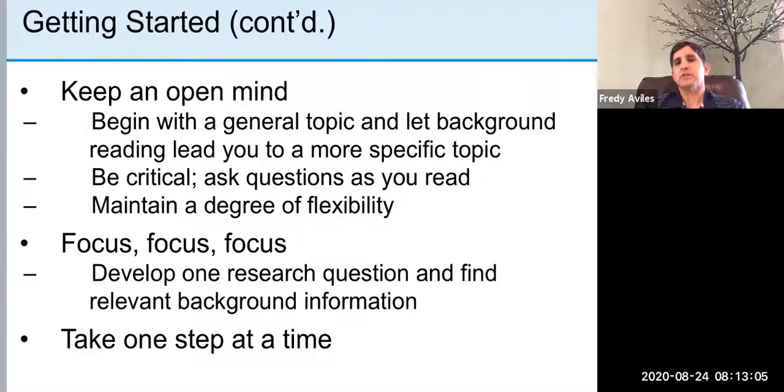Focus, focus, focus, it says, right? Develop one research question, right? And find relevant background information. So as you read about your topic, you're going to basically begin to funnel your search. You're going to focus on certain things. So let's say you start out being interested in depression. And you read first about, let's say, what depression is, the symptoms and all that stuff.